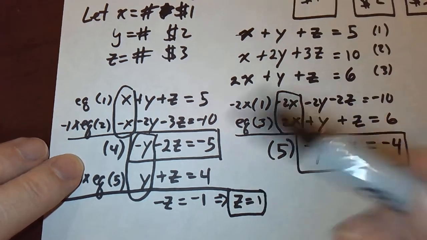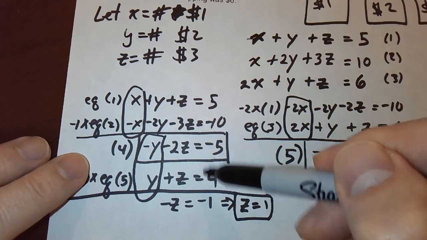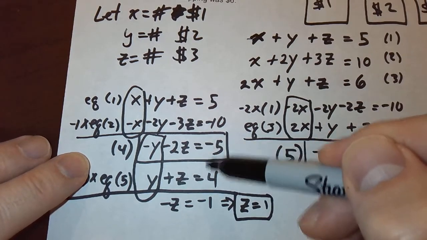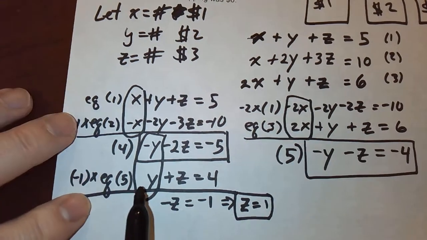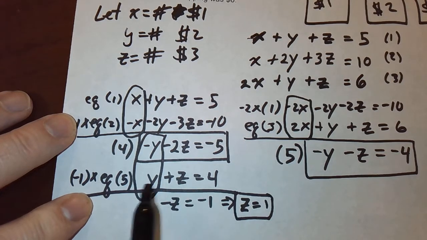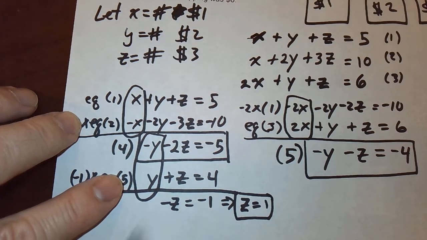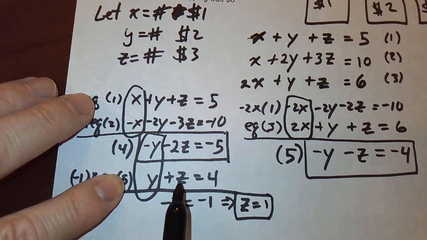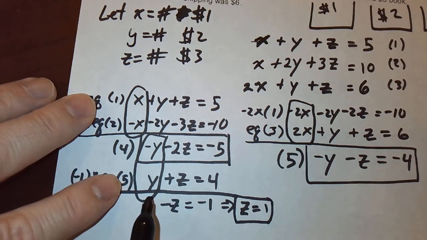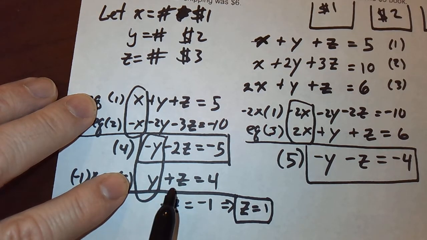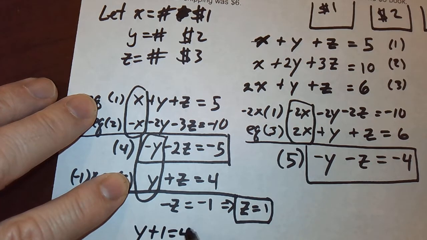Now let's go back and look at these two equations again and figure out what y is. So it looks like this one down here is a little bit easier to work with. If z is a 1, we get y plus 1 equals 4. That means y is equal to 3.